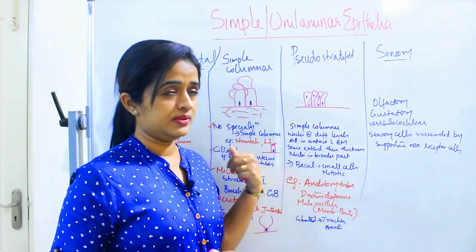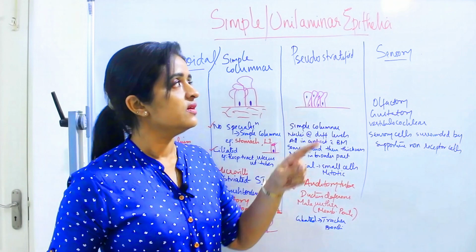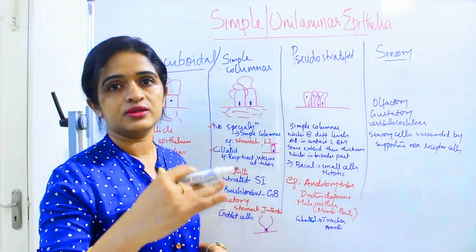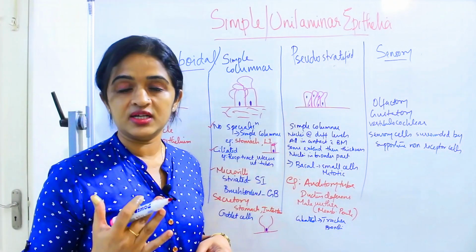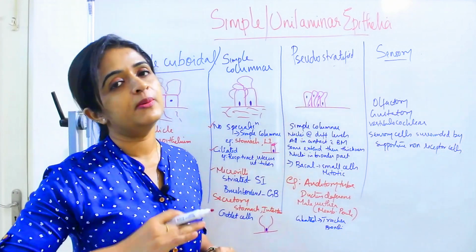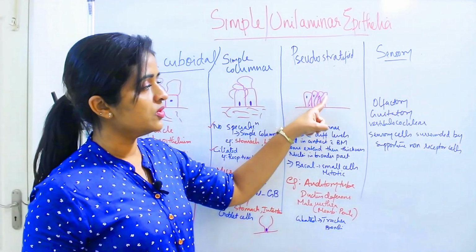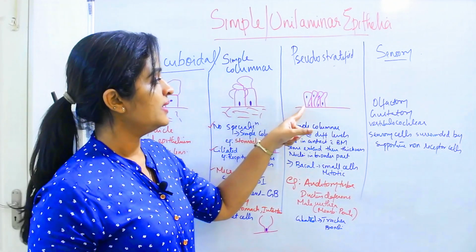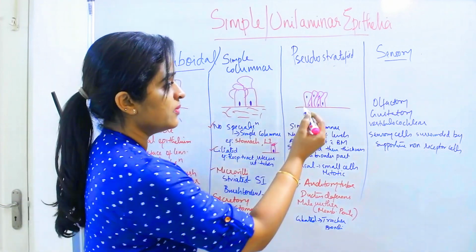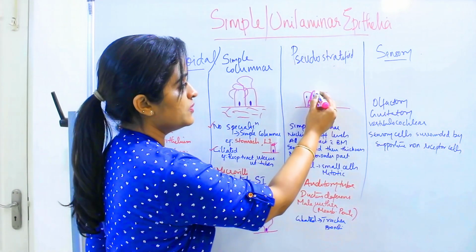Now another classification of unilaminar epithelia is pseudostratified. From the word itself, pseudo means false and stratified means in layers. So it is false stratification. That means though it appears to be stratified, it is not actually a multilaminar or stratified epithelium. So just have a look. These cells are almost columnar in shape, isn't it? But we can see that the heights of the cells are not equal. Some of the cells are small, they are not reaching up to the top, but some of the cells are reaching up to the top.